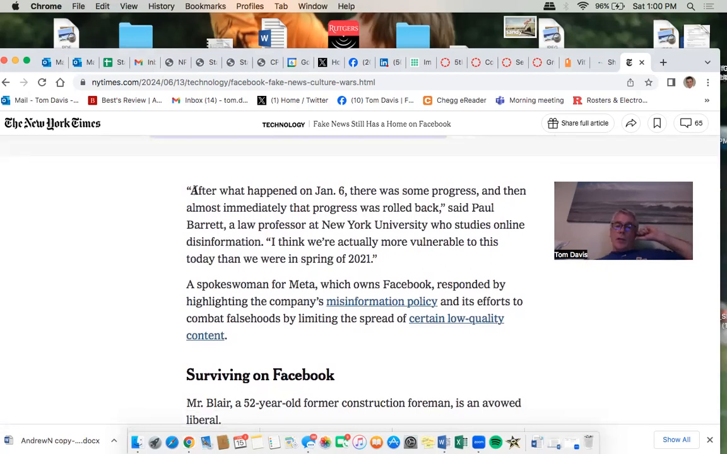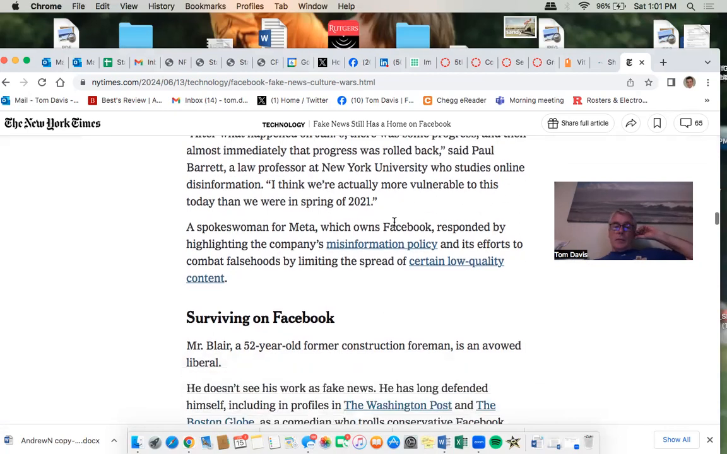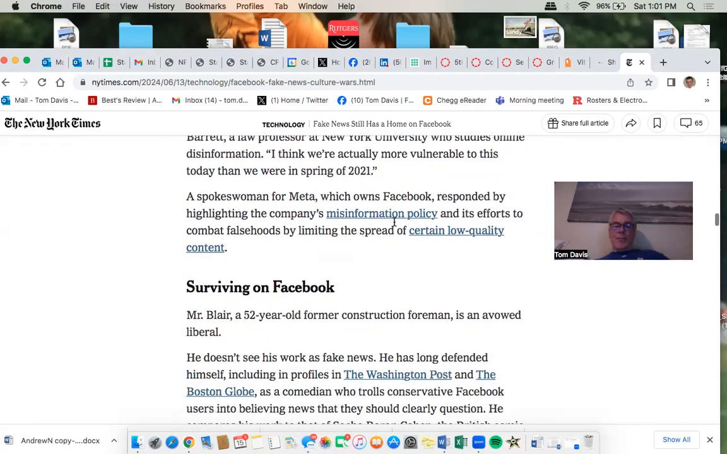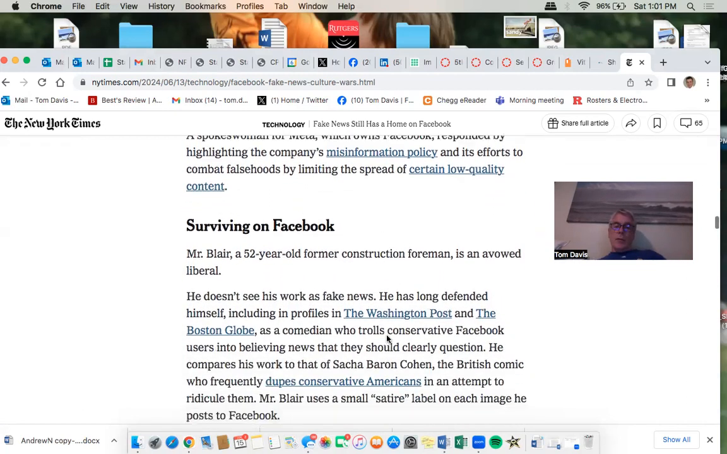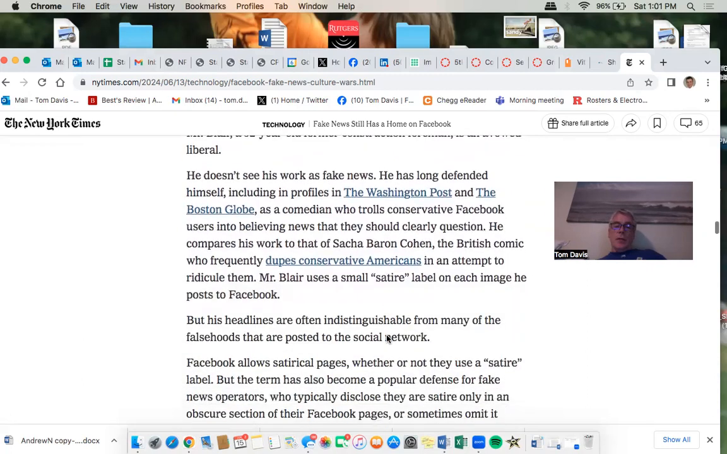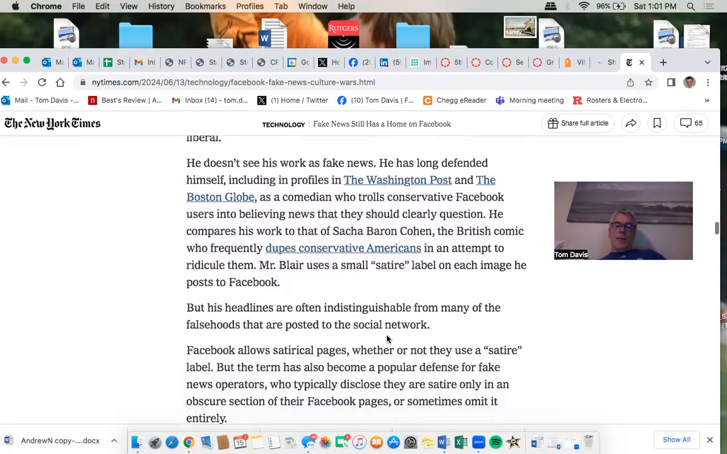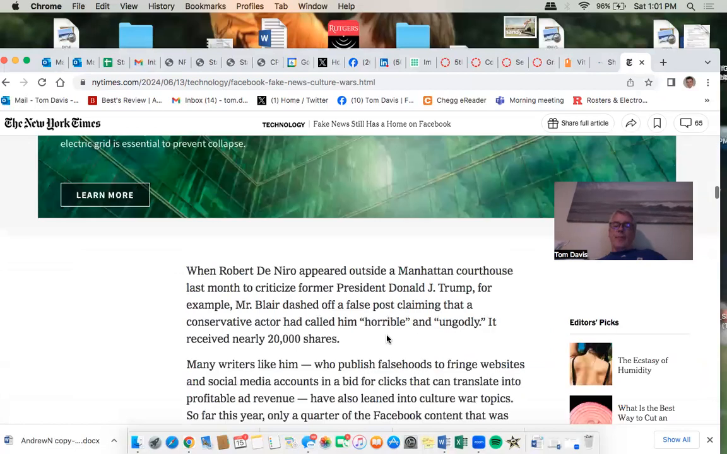After what happened on January 6th, there was some progress, and then almost immediately that progress was rolled back. I think we're actually more vulnerable to this today than we were in spring of 2021. He's an avowed liberal. He doesn't see his work as fake news. He has long defended himself. Blah blah blah. Okay. All right.